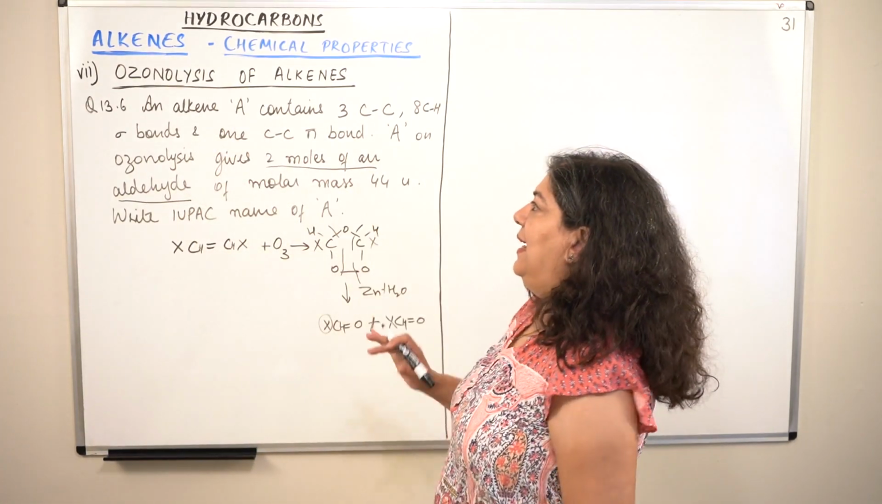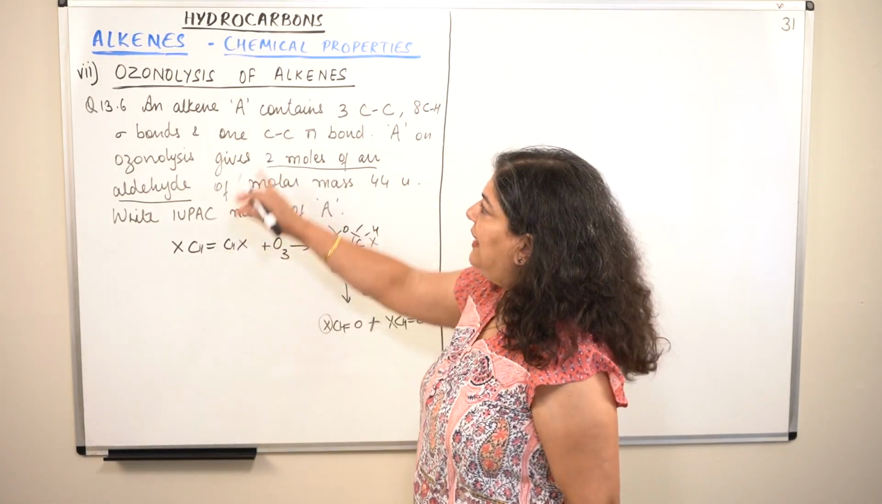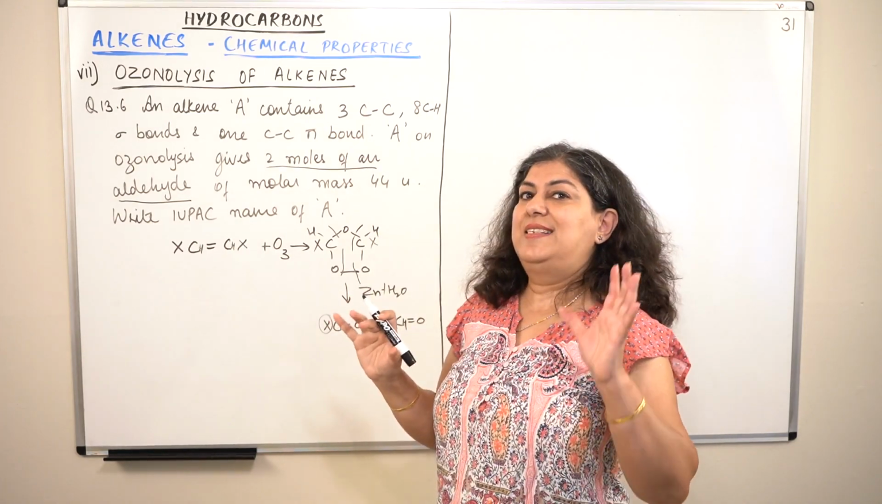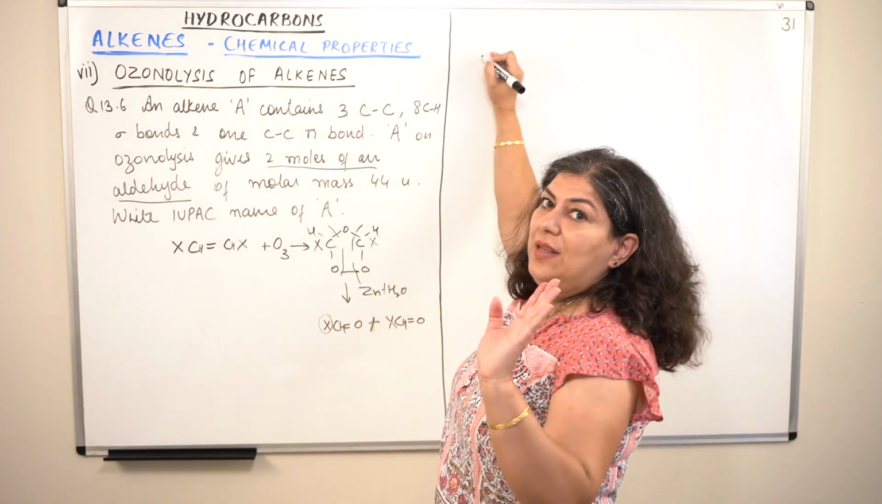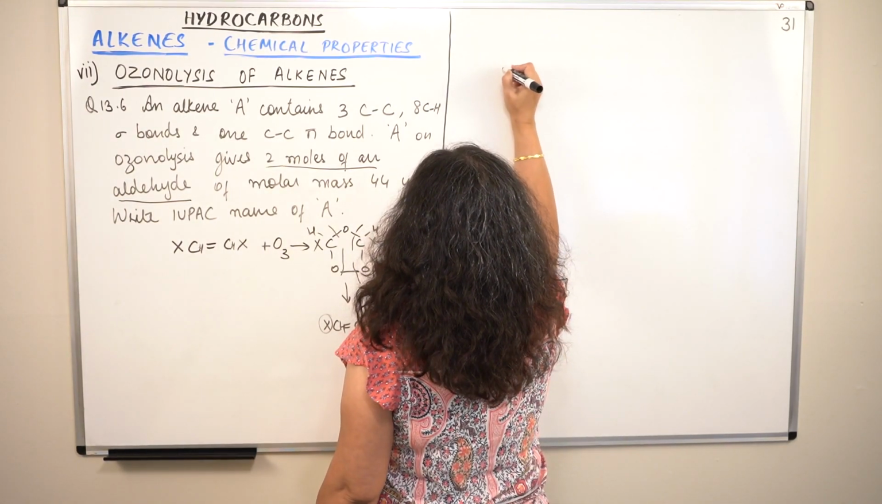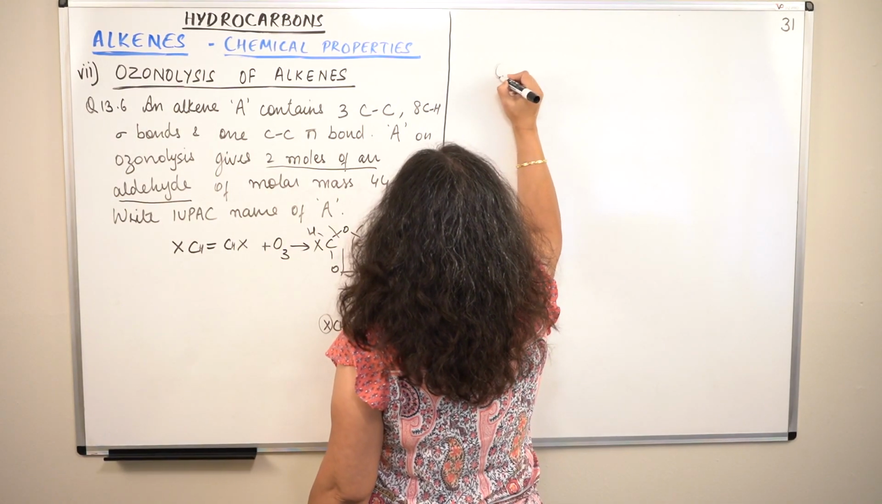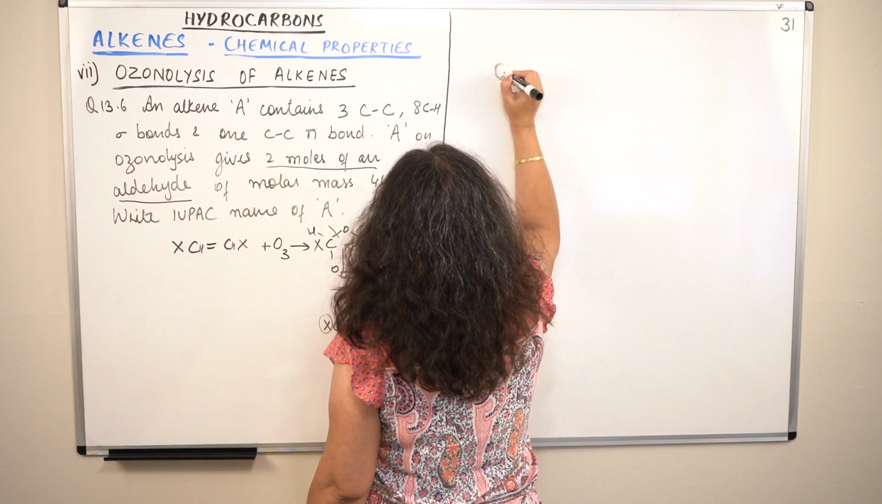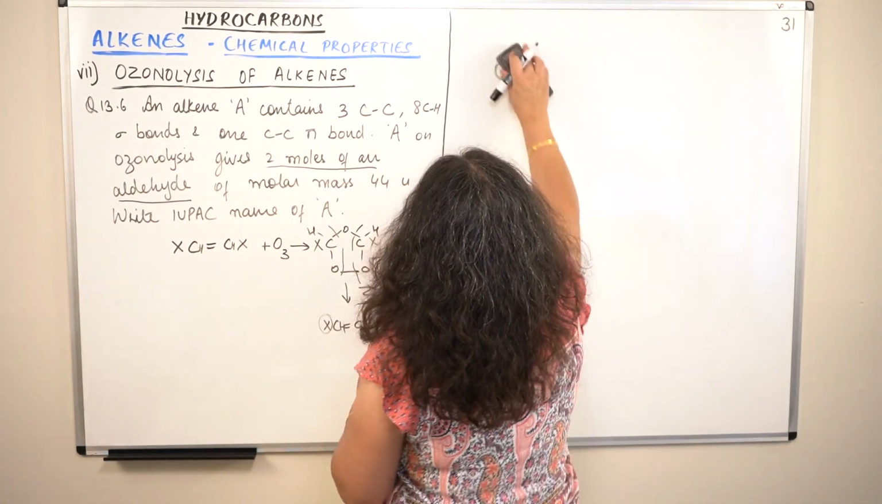So an alkene A contains 3 C-C bonds. If there are 3 carbon-carbon bonds, let us make a chain of carbons now. One carbon I write here. What happens to the pen? I don't know initially, and then it starts writing.